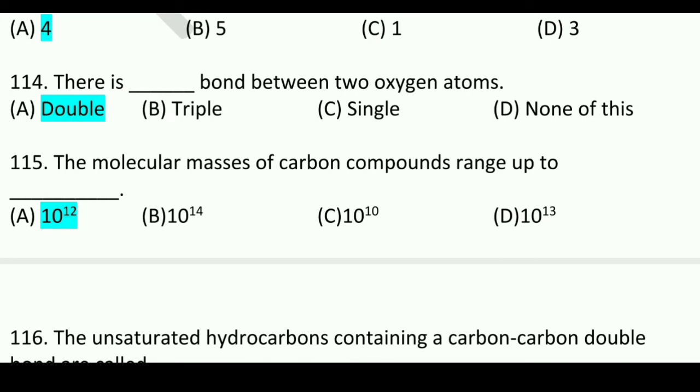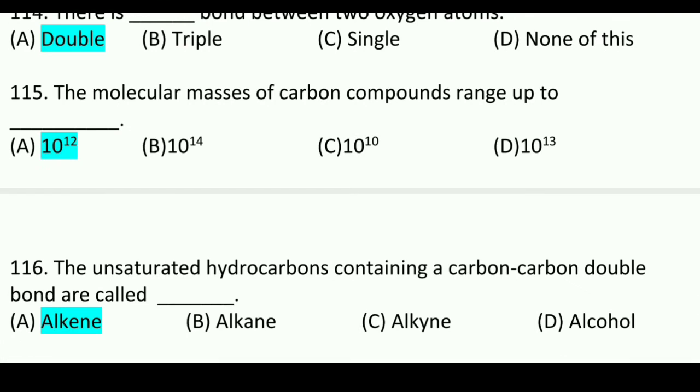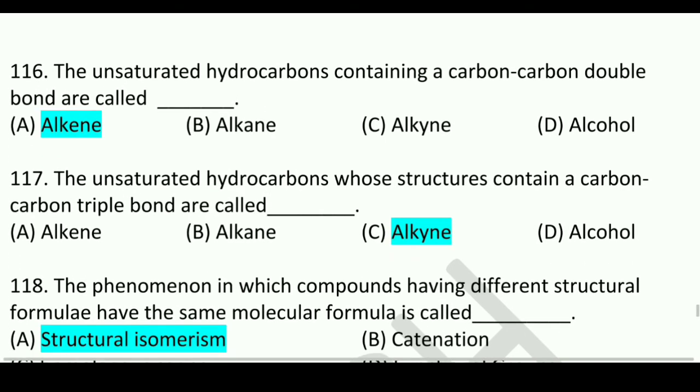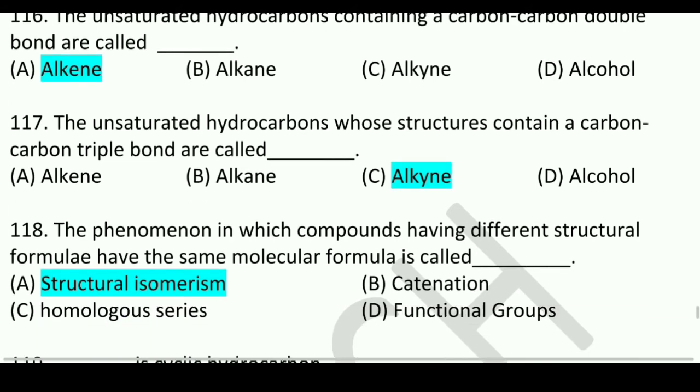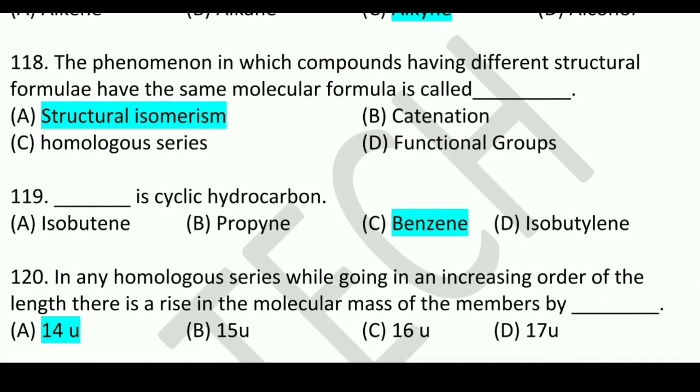There is dash bond between two oxygen atoms. There is double bond. The molecular masses of carbon compounds range up to dash 10 raised to 12. The unsaturated hydrocarbons containing a carbon-carbon double bonds are called alkene. Yes, if there is a double bond between carbon-carbon, it is known as alkene. And the unsaturated hydrocarbon whose structures contain a carbon-carbon triple bonds are called as alkynes.